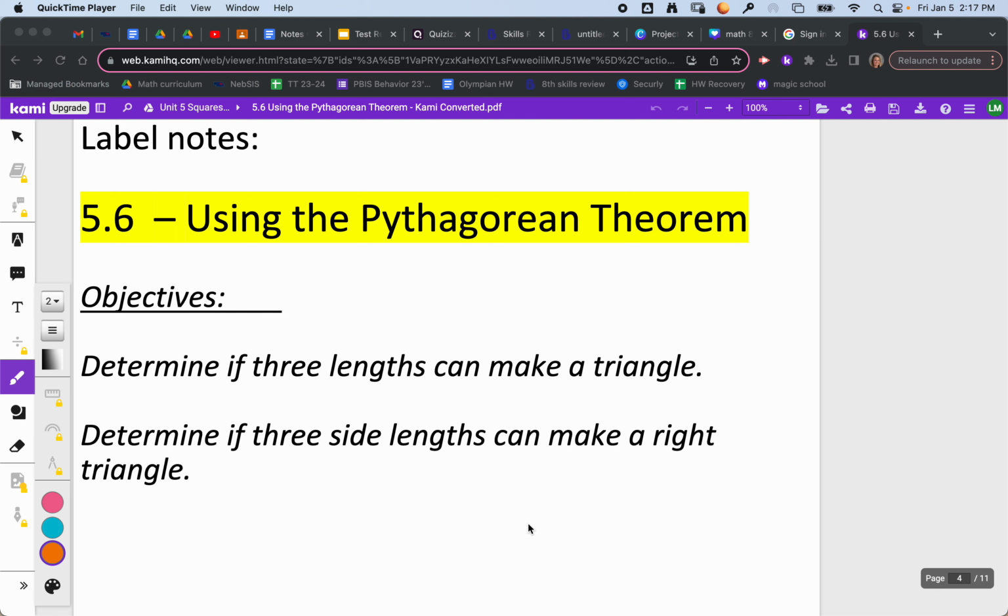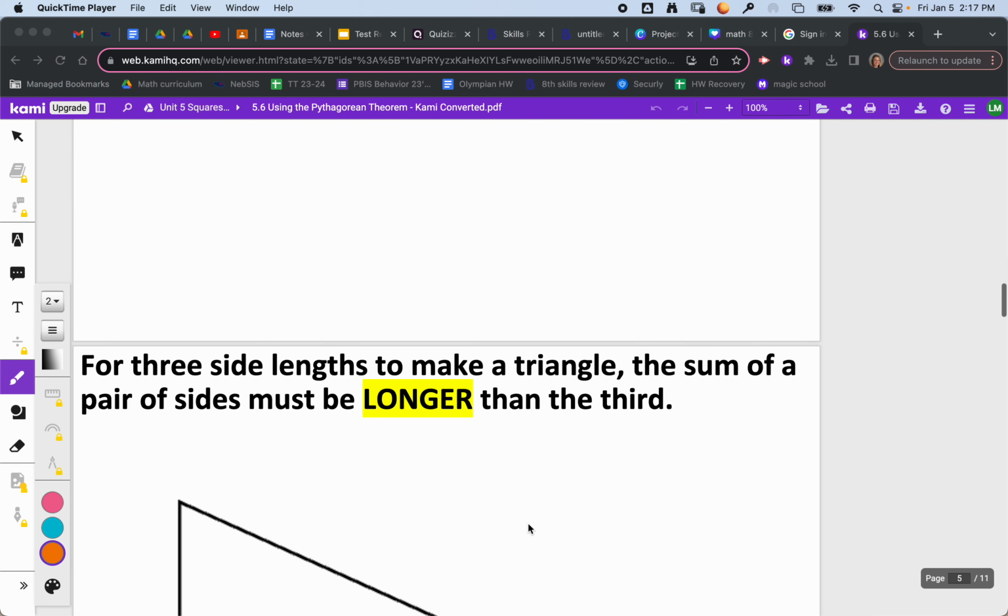Today we're going to be using lesson 5.6, using the Pythagorean theorem to help us determine if three lengths can make a triangle and if three side lengths can make a right triangle. So still using the Pythagorean theorem, but in the second part of our notes.